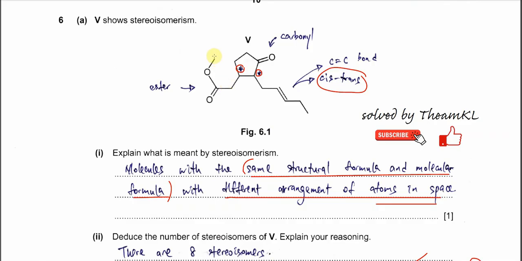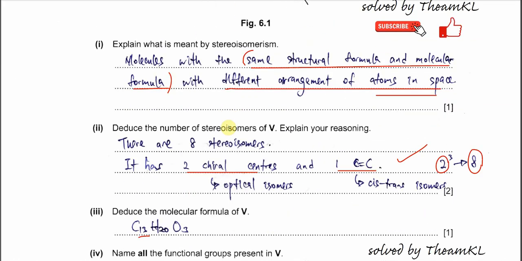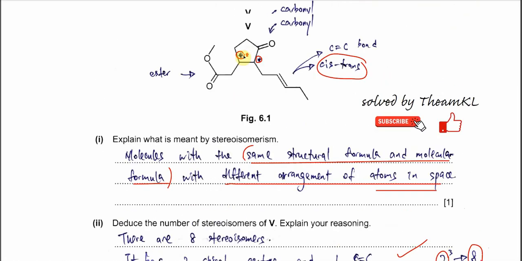Here is 3, 2, 1, 2, 2, 1, 2, 1, 1, 2, 3. So if you sum up all these hydrogens, you will get 20. Oxygen, of course, is very obvious, it's 3 only, right?